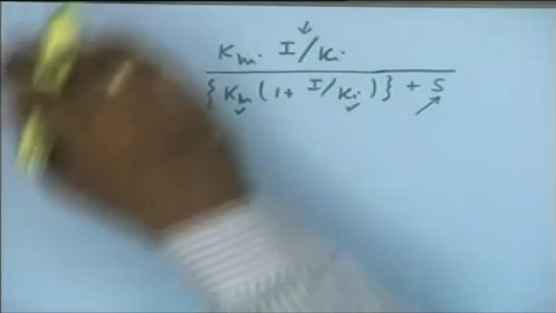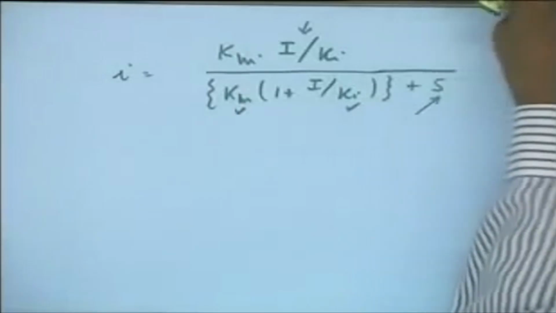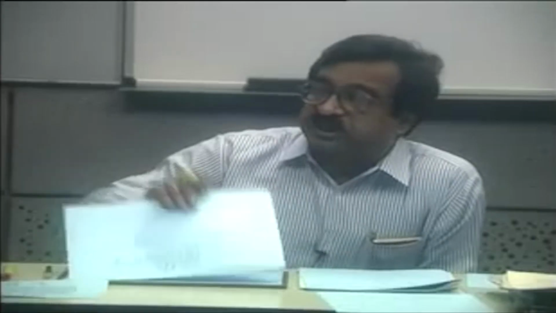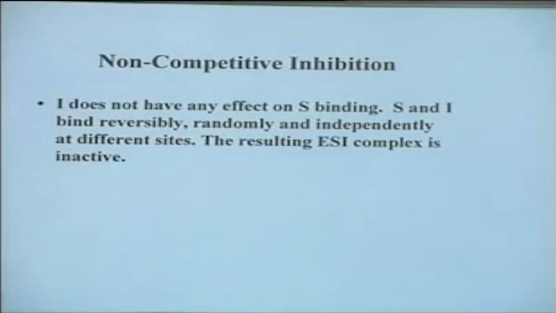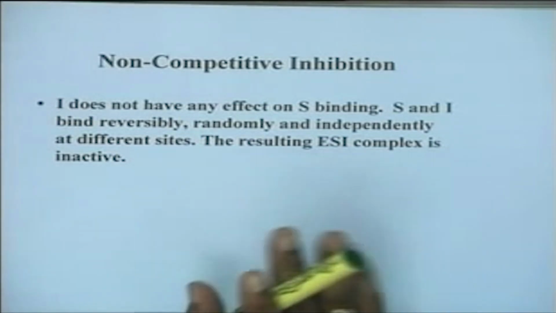This is what we had discussed yesterday, and now we come to the next major class of reversible inhibitor, which is the non-competitive inhibitor. Now, the classical feature of a non-competitive inhibitor in terms of binding with the enzyme or the enzyme substrate complex is that the inhibitor does not influence in any way the substrate binding. Essentially, substrate as well as the inhibitor bind reversibly, randomly and independently at different sites.